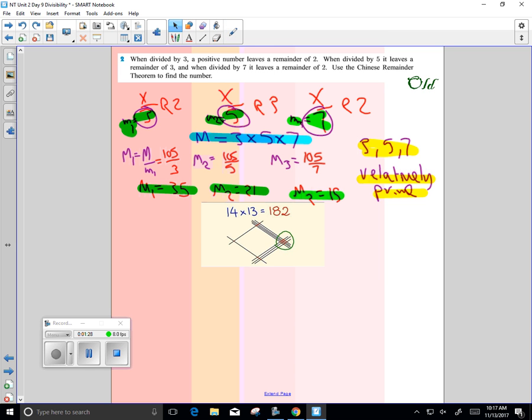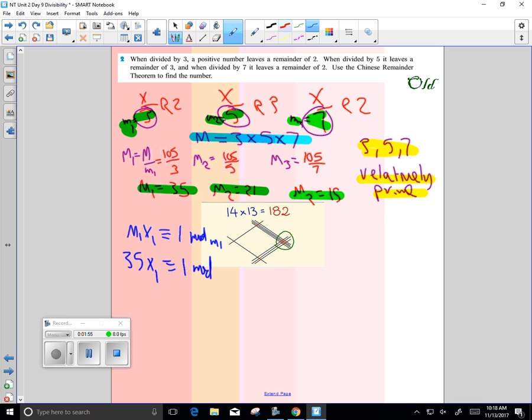Probably the trickiest part of this is finding this little x1, x2, x3. Here's how that works. You're going to take M1 times x1, and because it's relatively prime, it's going to have a remainder of 1 mod little m1. So 35x1 is congruent to 1 mod 3. Do you agree that's the tricky part?